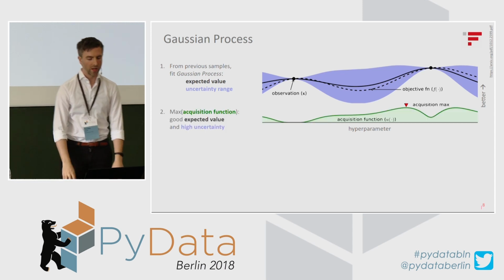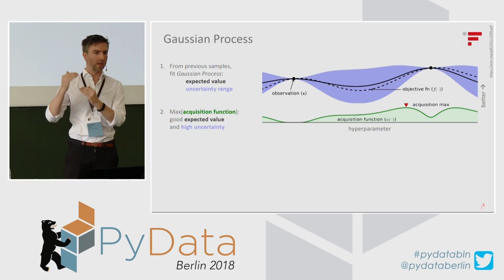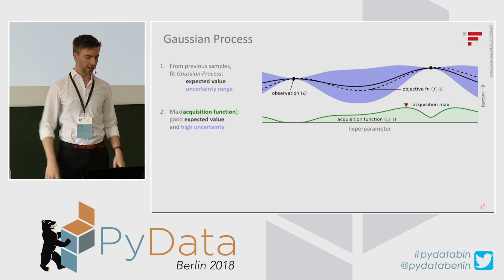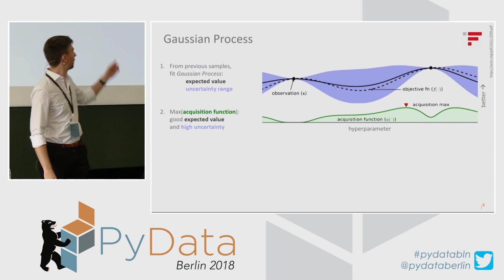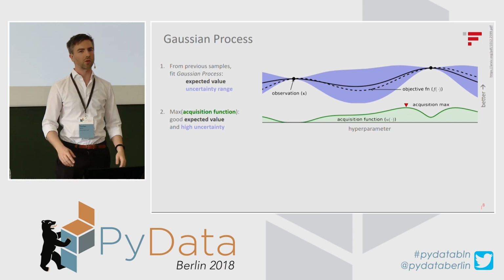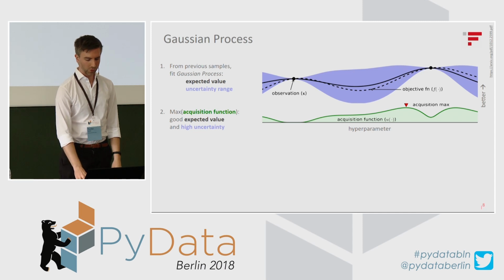This is where you sample. This intuition of combining these, the expected value and uncertainty, is formalized in the acquisition function. Here visualized, you would sample at this red triangle. This is what you do.